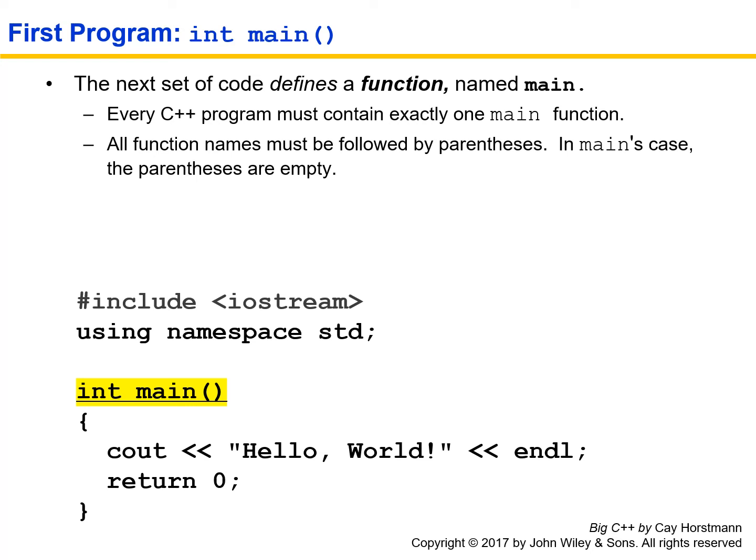You can't have no main function or the program won't link and run. Main has to be of type int, and it has to have parentheses after it. There is something you can put in the parentheses to get command line arguments. For right now, we're just going to leave the parentheses empty.